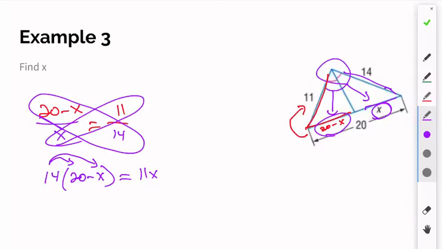All right, so that's example 3. I'm not going to do the algebra piece there for you. I'll let you finish that up, but check with a partner on it.